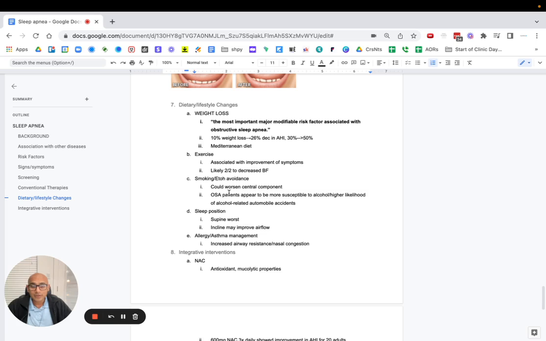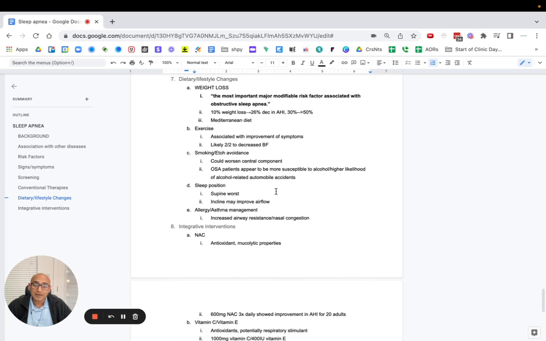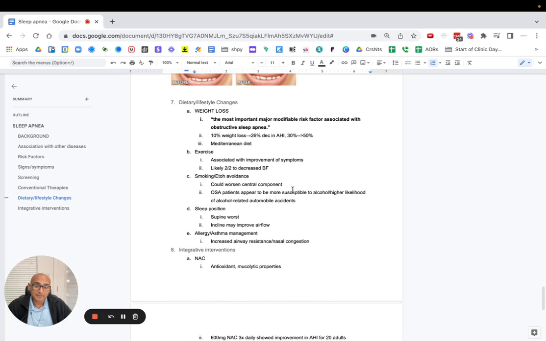Smoking and alcohol avoidance. This definitely is associated with obstructive sleep apnea. It can certainly worsen a central component, a component regarding your brainstem, if you have that. And one thing to note is if you do have obstructive sleep apnea, you may be more likely to have automobile accidents, or you may be more likely to have issues if you were to drink. It may take a longer time for you to metabolize the alcohol. You won't be more likely to be involved in an alcohol-related automobile accident.